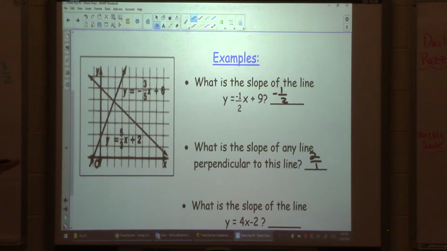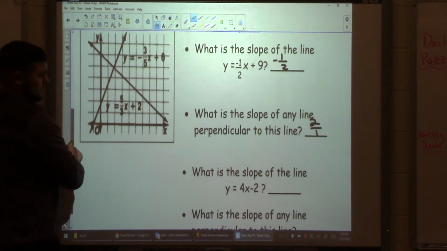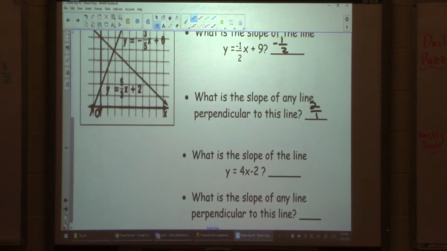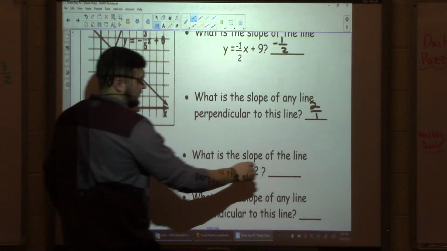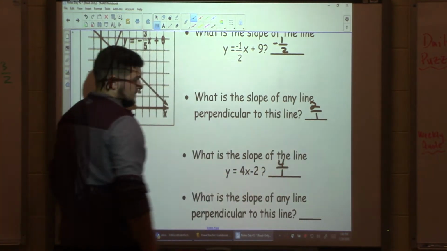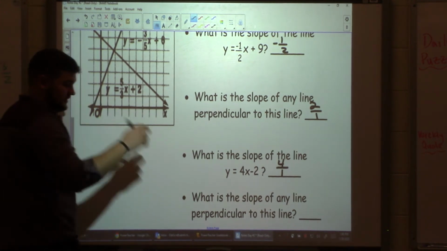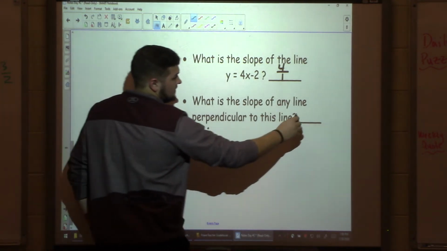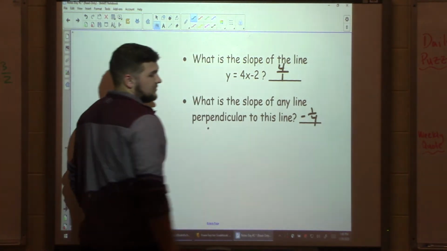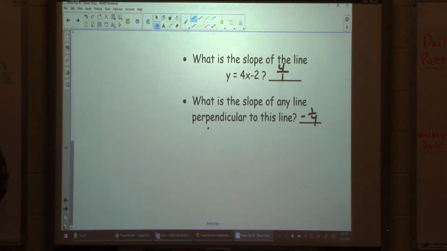Same thing for the next one. What is the slope of a line y equals 4x minus 2? 4 over 1. What is the slope of any line perpendicular? Negative 1/4. Flip the fraction and make it the opposite. Pretty easy. You all agree? Yes?